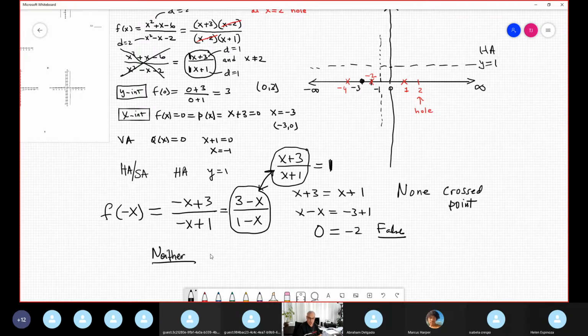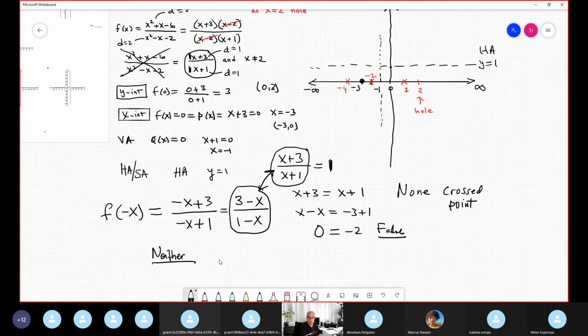What points do I select? Maybe 1, maybe 3 in the positive part, and in the negative part, negative 2 and negative 4. Remember, there is no exact number of points that you must plot. Use your common sense and imagination, and that's it.